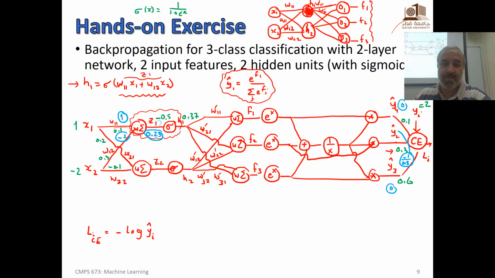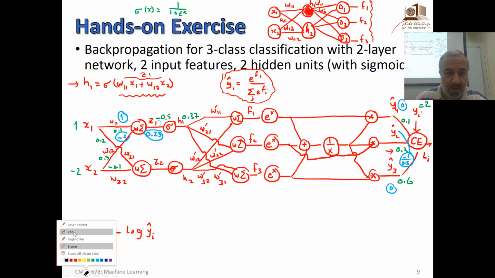You notice here, back for H1. For H1, do we need to compute the gradient of F1 with respect to H1? Because H1 is an input also, right, to this gate? For this gate, H1 is an input, right? So we can compute the gradient of F1 with respect to H1, right?